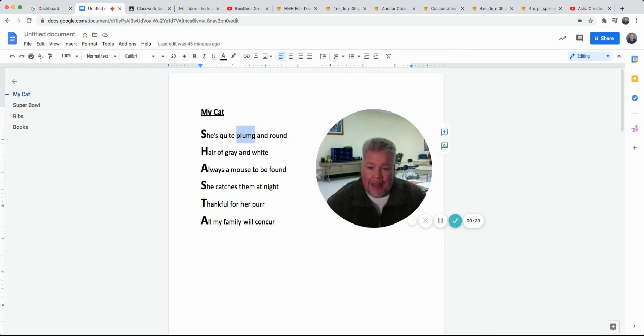A plump cat. I mean, she's kind of fat, right? A round cat. These are adjectives. They're words that describe. What words describe the hair? Gray hair. Colors can be adjectives. White hair, colors can be adjectives. Let's see if we can find any more. I guess that's about all the adjectives in my poem here, but words that describe. So we'll be working with adjectives some, and hopefully that will help you come up with some very descriptive words that can help us visualize your poem.